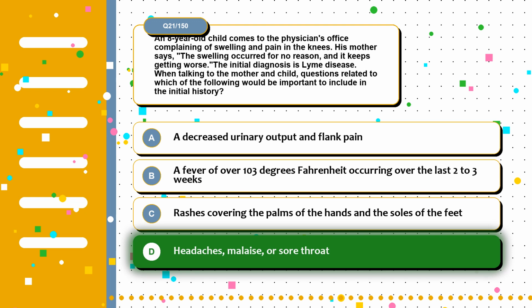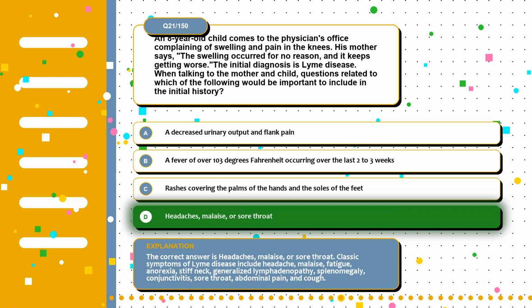The correct answer is option D. Headaches, malaise, or sore throat. Classic symptoms of Lyme disease include headache, malaise, fatigue, anorexia, stiff neck, generalized lymphadenopathy, splenomegaly, conjunctivitis, sore throat, abdominal pain, and cough.